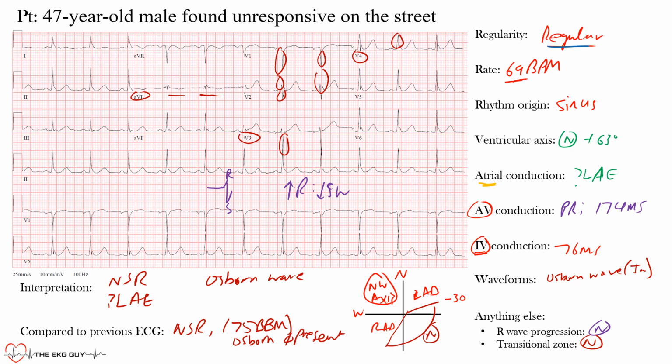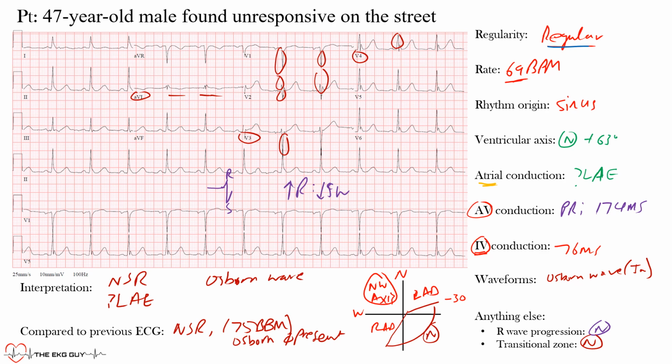So what do we know about Osborn waves? Well, we have a 47-year-old male, unresponsive on the street. His temperature is something that can help tell you the severity of these. Osborn waves are positive deflections at the J point. They can be negative in aVR and V1, and they're prominent mostly in the precordial leads. The amplitude is proportional to the degree of hypothermia. So how cold? This patient was very cold, with a temperature around 33 degrees Celsius. So very cold, but in that mild range.